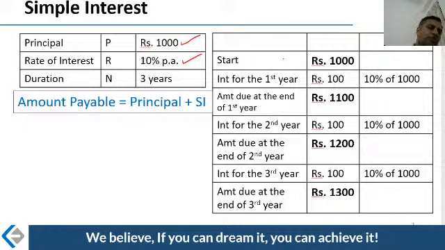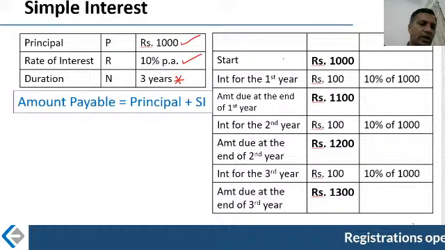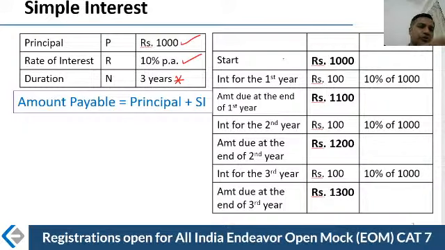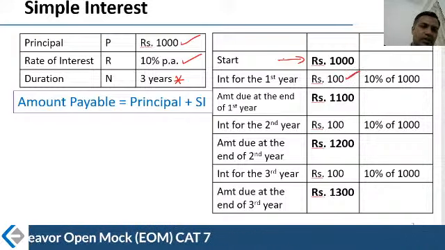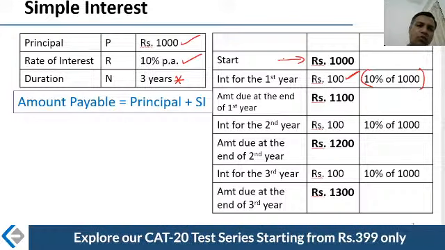So let's understand through the duration of 3 years how your money grows, what is the transformation your money goes through. Right now, you started off with 1,000 rupees. Interest for the first year, 10% of 1,000, which is 100. What is this number? This number is nothing but 10% of 1,000 rupees, that's nothing but 100 rupees.